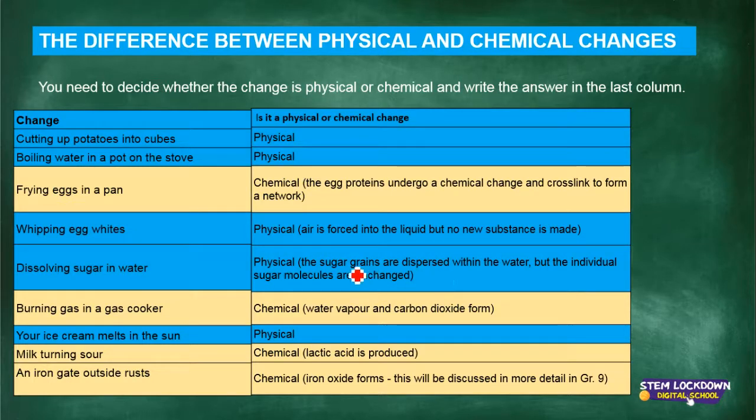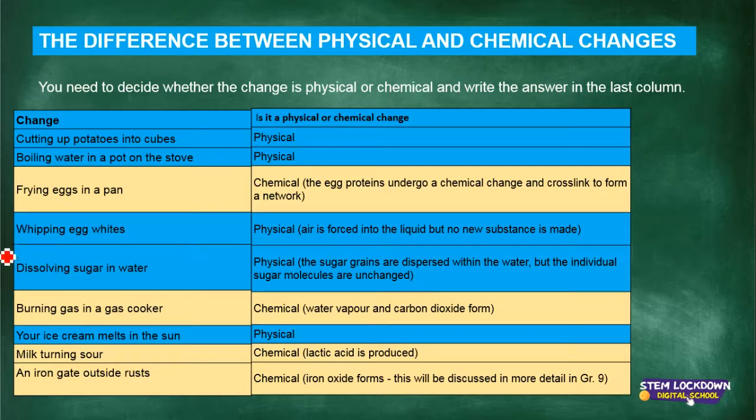Okay, so I'm going to repeat this one because it may be confusing for you. So dissolving sugar in water, we say it's physical because the sugar grains are dispersed in the water. Okay, but the individual sugar molecules remain unchanged. So the sugar is still in the water. It just changed from a solid to a liquid, so it's a physical change.